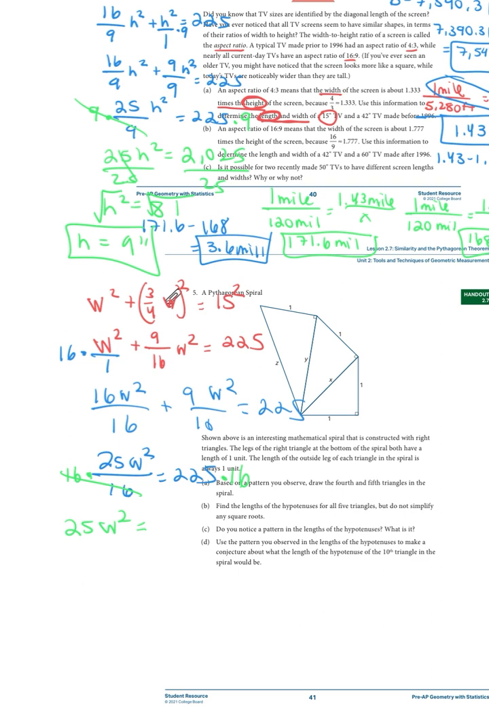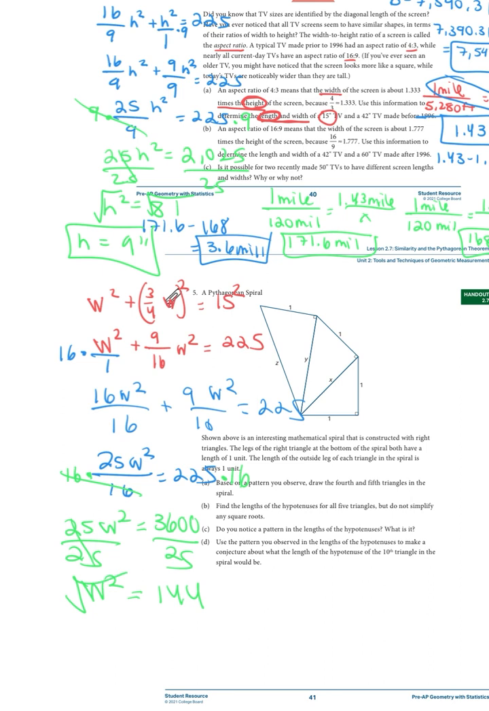Okay, so then I get 3600. Wait, hold on, let me make sure I did that right. 225 times 16. Oh yeah, okay. Okay, yeah. And then I divide by 25 on both sides, and I get w squared is equal to 144. What is that?